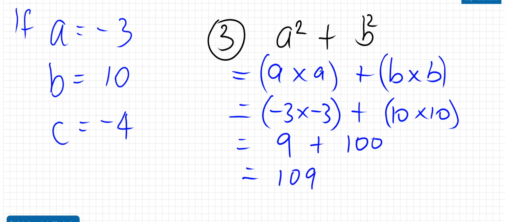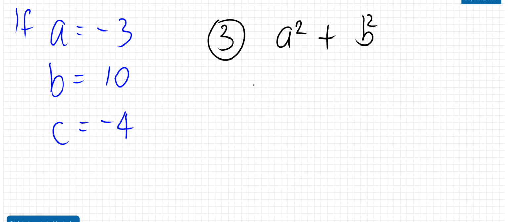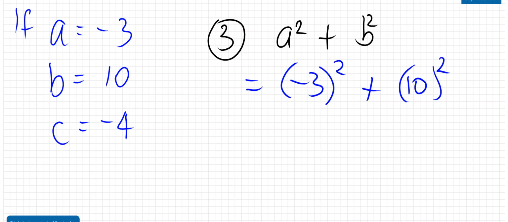Now, doing it this way is absolutely fine, but sometimes questions do get more complicated and larger, and then having all this working out might get you confused. So the way I do it is this. Make sure you substitute with brackets. So that a, I replace it with, in brackets, a negative 3, and I square that, plus b is a positive 10 in brackets, and I square that. So you can see doing it this way, you have less working out, and it can make things a lot easier with harder questions or more complicated questions.